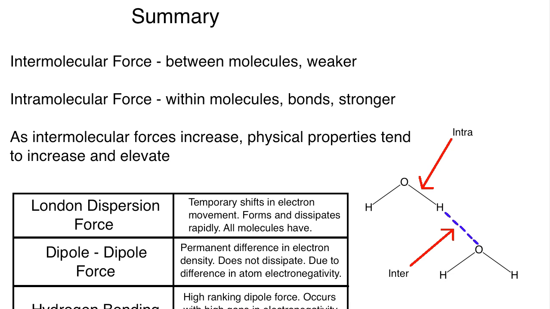Hopefully you can see over here that I have a drawing of two water molecules involved in hydrogen bonding. If you take a look, the red arrow pointing to the OH bond is referring to intramolecular forces, meaning the bond that is actually shared between the oxygen and the hydrogen. And then we also have intermolecular forces. This is between two water molecules, and it's represented by the dashed blue line here. We're talking about a partial positive hydrogen on one water interacting with a partial negative oxygen on the other. So that would be an intermolecular force.